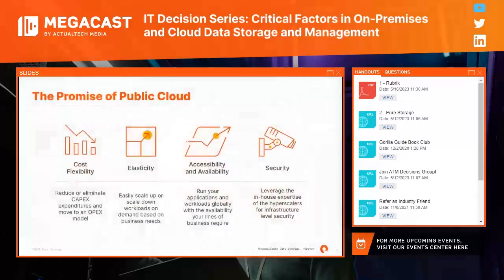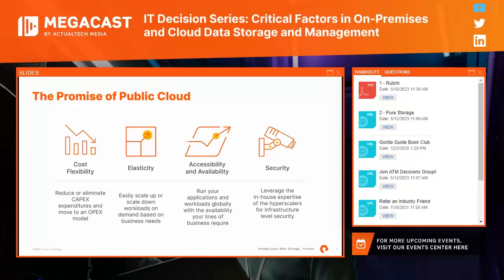And the promise of the public cloud is to make things easier, more cost efficient, and better protected and available. With cost flexibility, you can shift away from building data centers and procuring hardware, move to an as-a-service model for infrastructure and those services, and pay for them by the drip. In elasticity, you can scale up or down based on the demands and needs of your workloads. Right-size your applications and lines of businesses for when they are at their peaks, and then downsize them during their valleys.